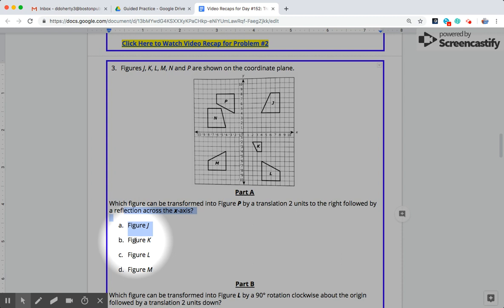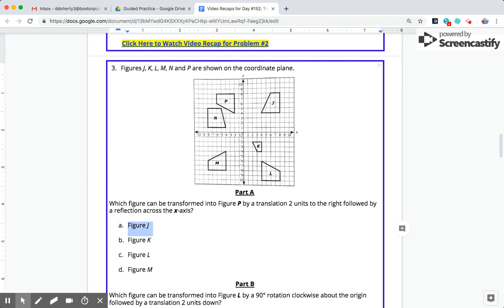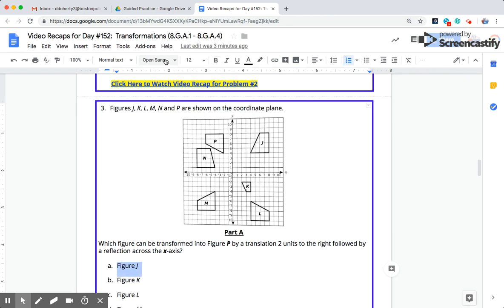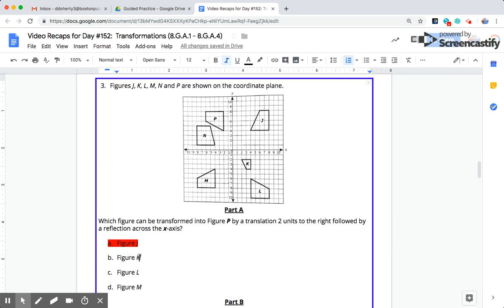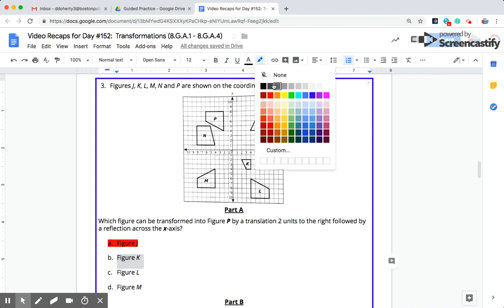See, figure J is right here. If we were to flip figure J across the x-axis, it would land down here after moving 2 units right. That's not going to be where figure P is. So J is a distractor. Figure K, we see K sitting right here. K is way too small. It's never going to match P anyways. So unless we had a dilation, I know figure K is a distractor.